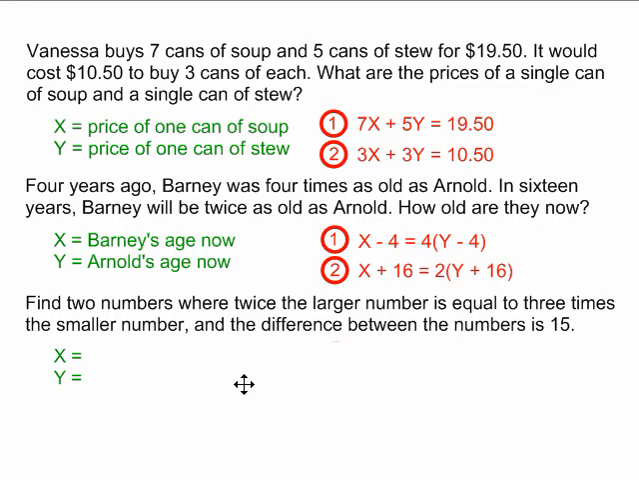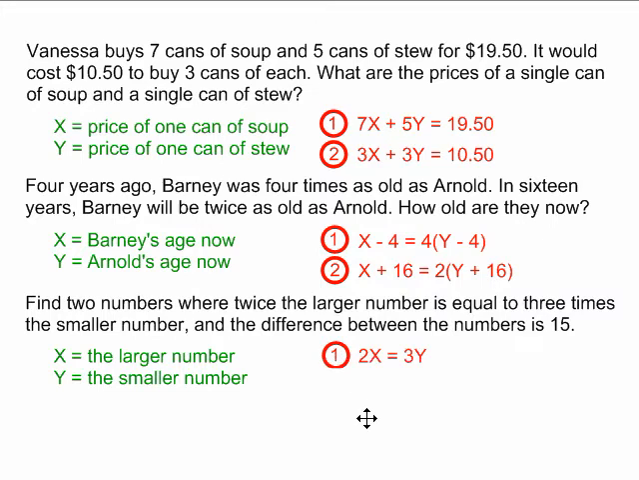The final problem says find two numbers where twice the larger number is equal to 3 times the smaller number, and the difference between the numbers is 15. I define my variables as x equals the larger number and y equals the smaller number. The information for my first equation is before this comma. Twice the larger number is equal to 3 times the smaller number. That gives me the equation 2x equals 3y.